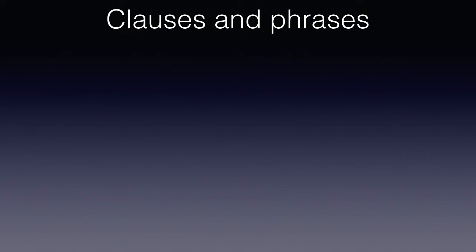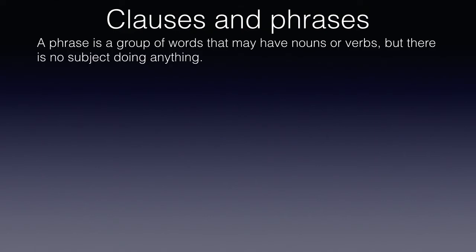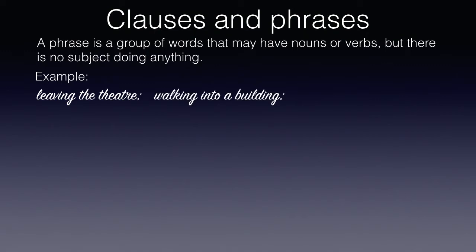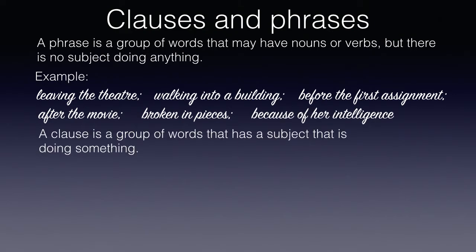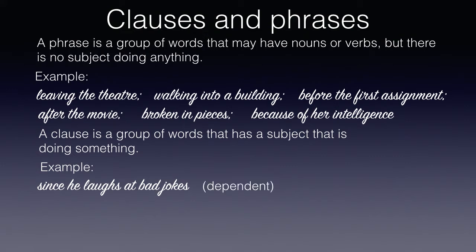Other important parts of a sentence are clauses and phrases. A phrase is a group of words that may have nouns or verbs, but there is no subject doing anything. For example, live in a theater, walking into a building, before the first assignment, after the movie, broken in pieces, because of her intelligence. A clause is a group of words that has a subject that is doing something. For example, since he laughs at bad jokes, this is a dependent clause.